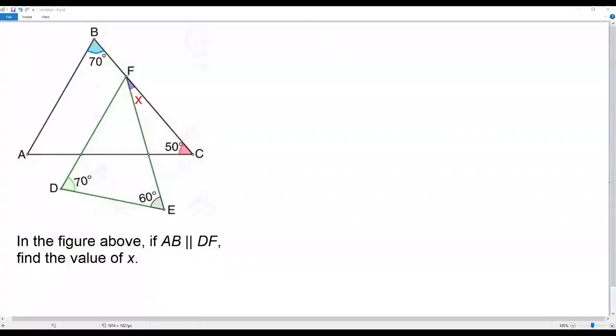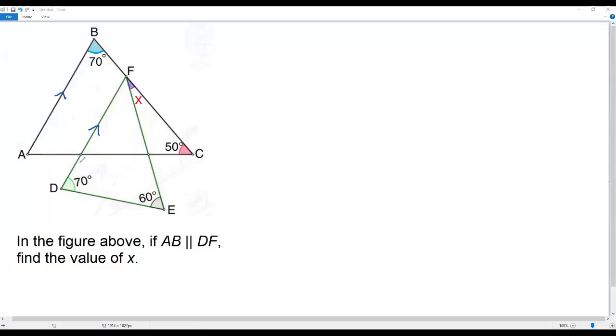Here we have a geometry problem. Okay, let's go through the information. There is a figure given over here, and in the figure above, if AB is parallel to DF, find the value of x. In the given figure, the line segments AB and DF are parallel, and we have to find the value of x.